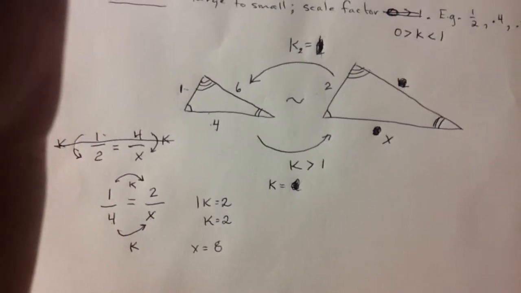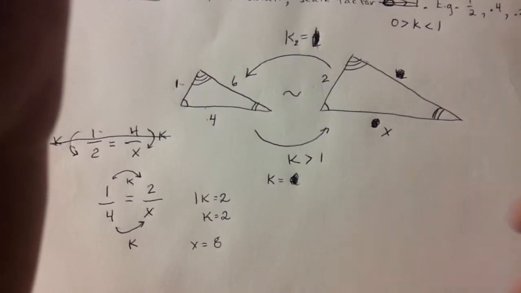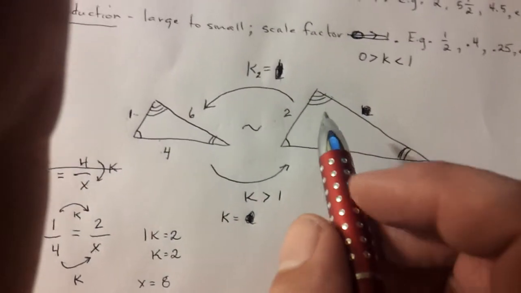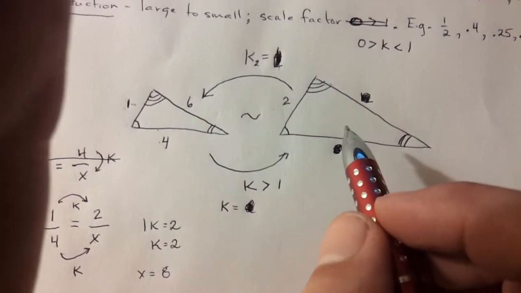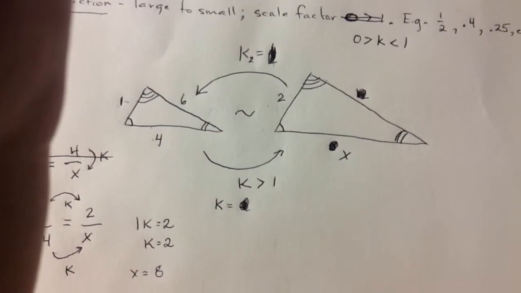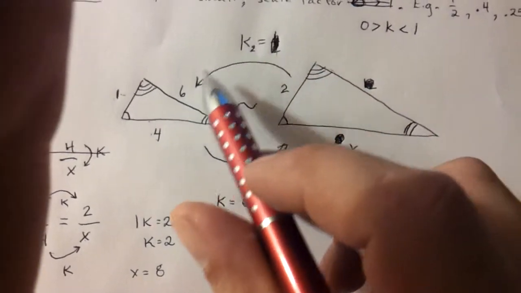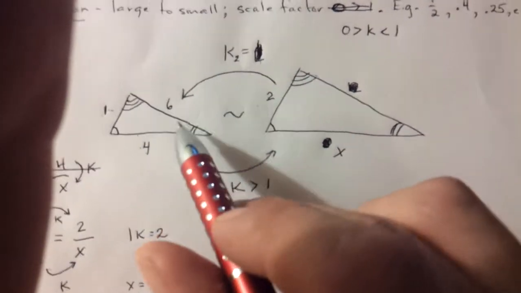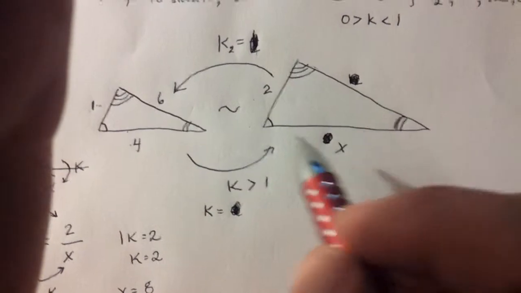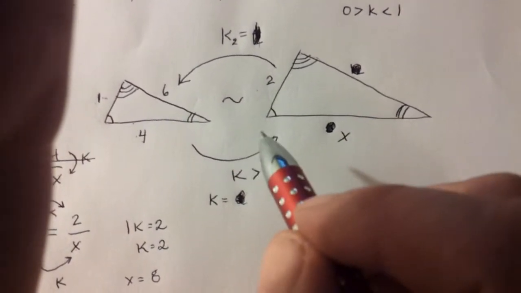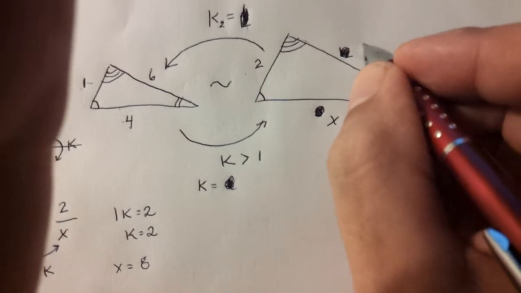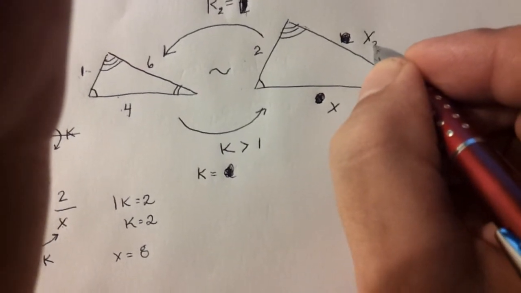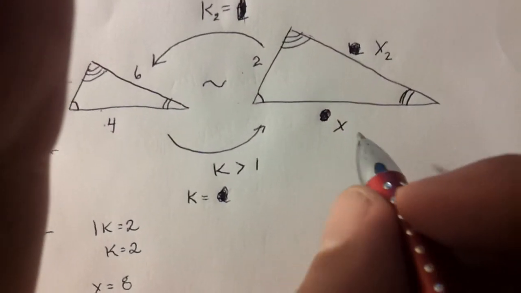That is how similar triangles work with proportions. Before we go, let's just do one more. Let's try and figure it out going large to small. Let's go across the top, in this direction. Let's say that we were given the same information, but I wanted to find x2 right here, that side.